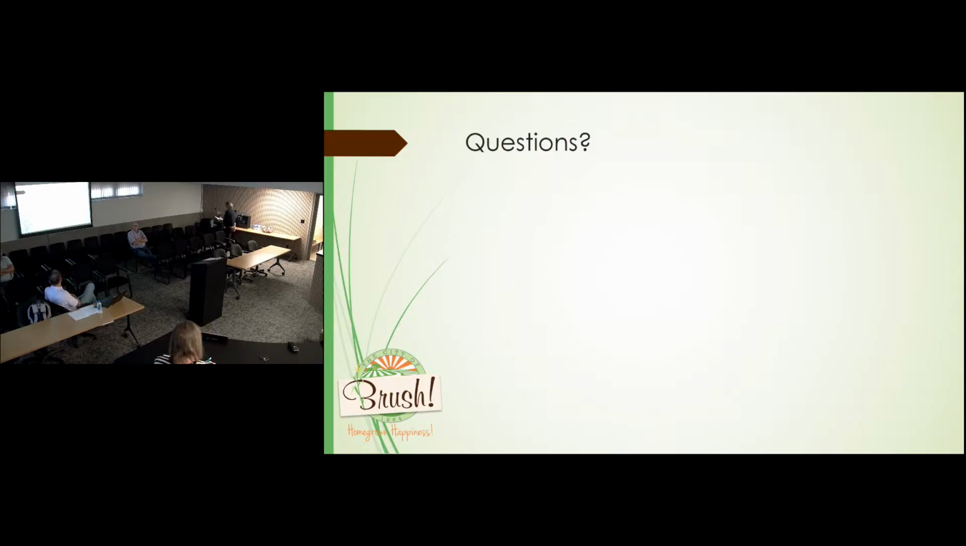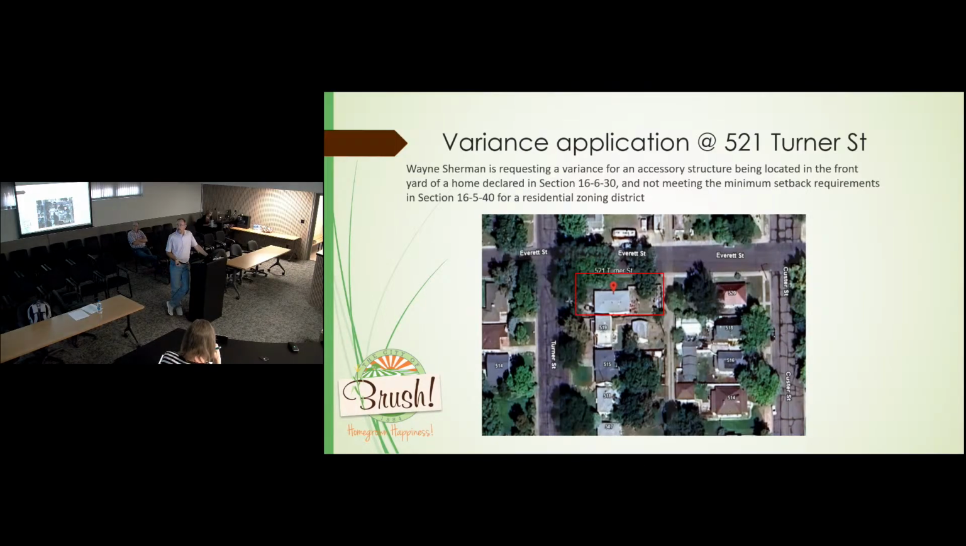Okay, now we've got a public hearing on a variance petition filed by Wayne Sherman for property at 521 Turner Street, requesting a variance from section 16-6-30 for an accessory structure being located in the front yard of the home and not meeting the minimum setback requirements in section 16-5-40 for a residential zoning district.